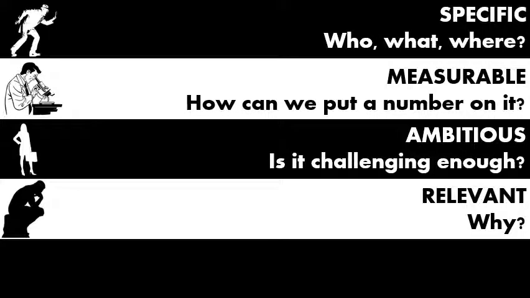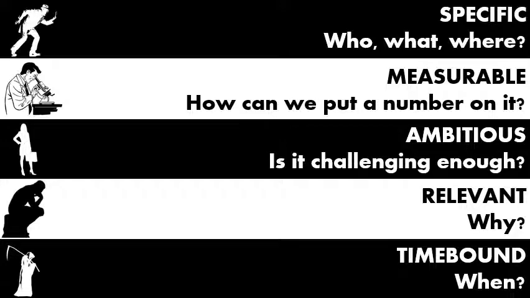We've covered making our goals specific by asking who, what, and where, measurable by asking how we can put a number on it, ambitious by asking is it challenging enough, relevant by asking why, and finally, we're going to make our goals time bound by asking when. When will we finish?